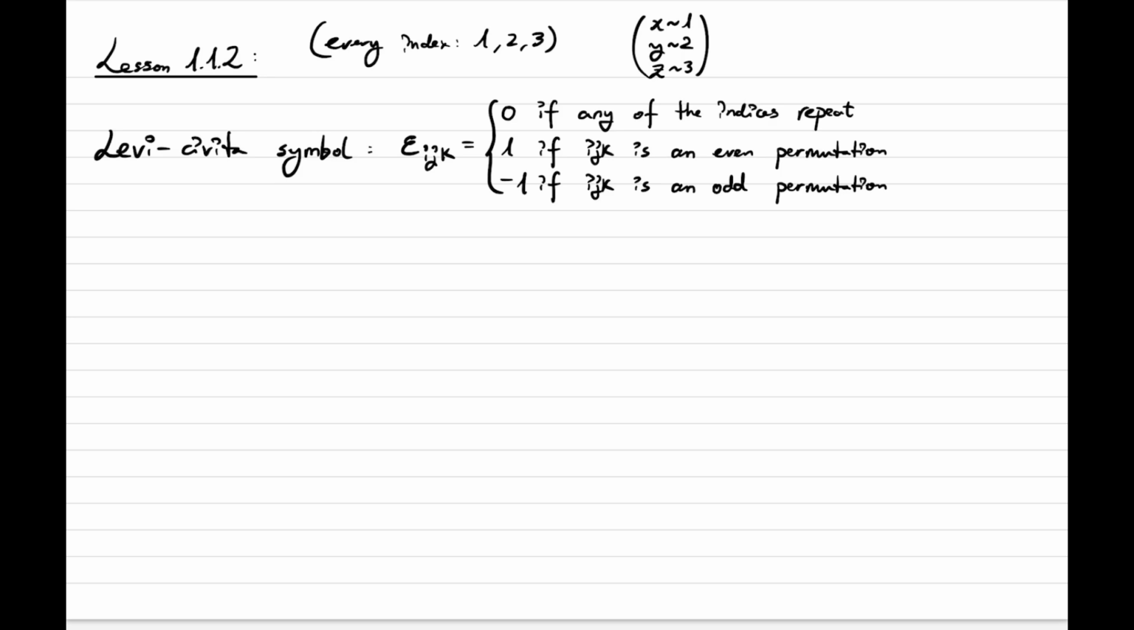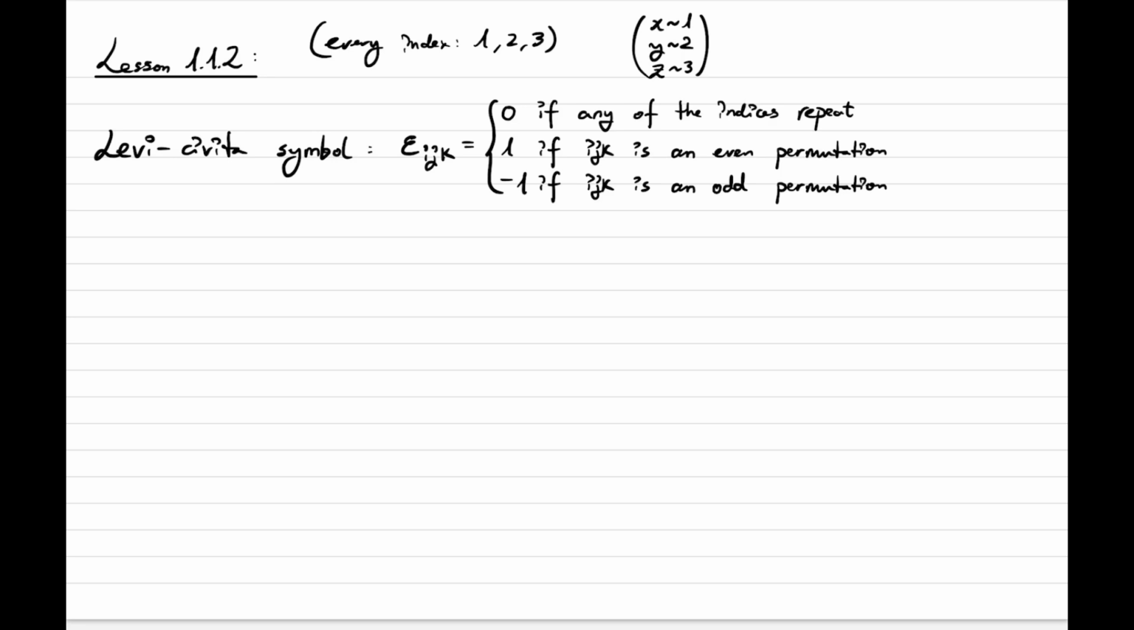Today we'll see how we can write the cross product between two vectors thanks to the Levi-Civita symbol. And I've written again its definition here so that we can recall what the components are in terms of the indices. So if you don't know what the Levi-Civita symbol is or you don't know what an even and odd permutation is, you can check the video that we have in this course and I'll put the link in the description.